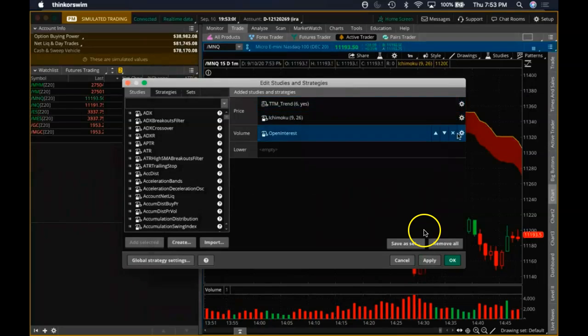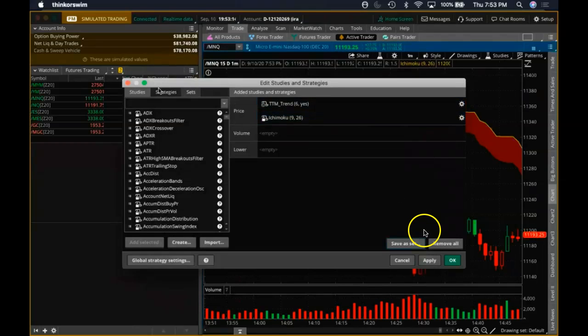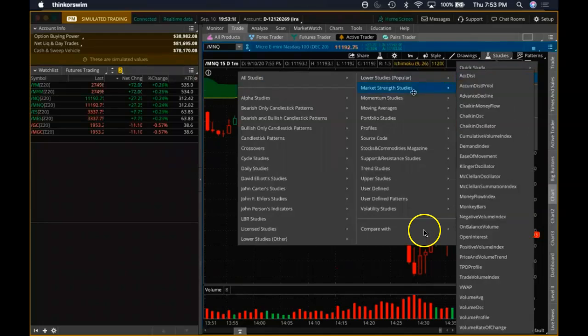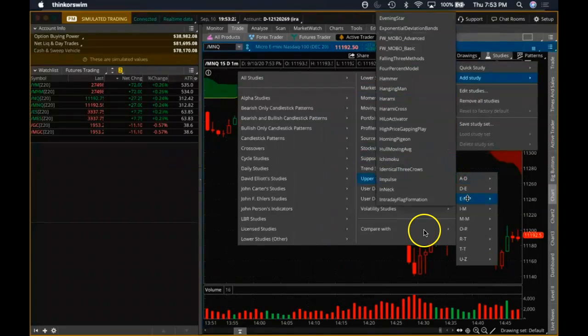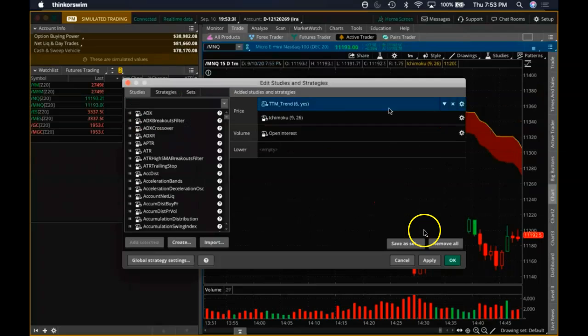When you go to the Ichimoku, what do you need? When you pull up the Ichimoku, you get to it through studies. I'm going to show you guys again slowly. You go to studies, add a study. You go to upper studies. You go to EI, go to Ichimoku. And for the John Carter, you go to studies, add a study, John Carter, TTM trend.